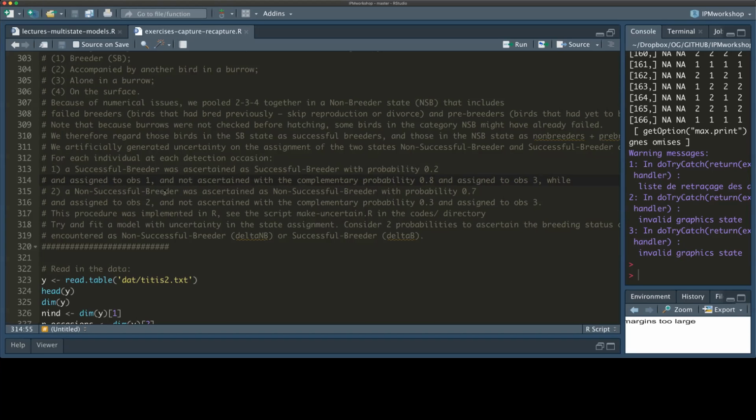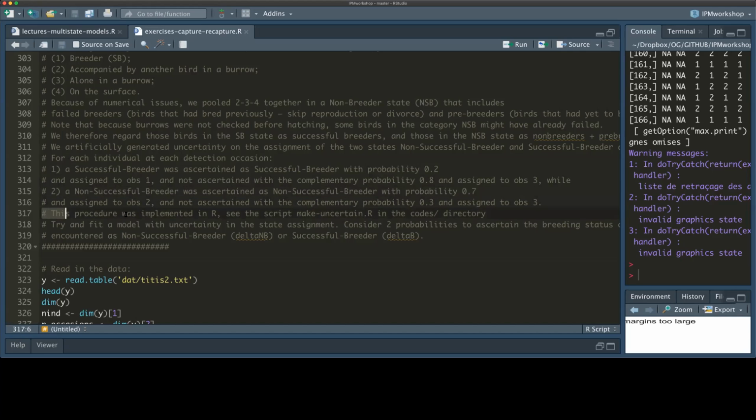Now, for the non-successful breeders, we assign them to the non-successful breeder state with probability 0.7, and then they go in observation 2. And if we cannot assess their state, with probability 0.3, we assign them to observation 3, like for the successful breeders, for which we cannot assess the state. So we generate uncertainty in the assignment of the breeding states, non-breeder or successful breeder.